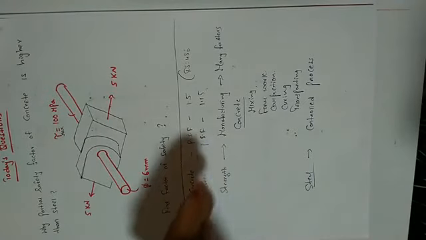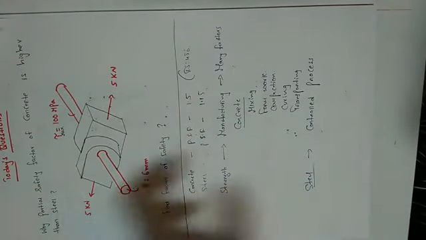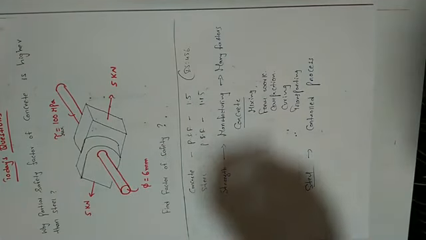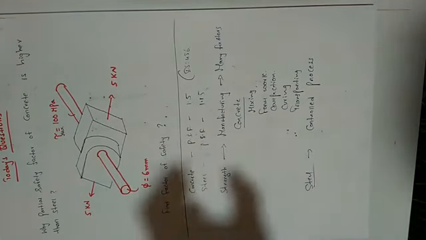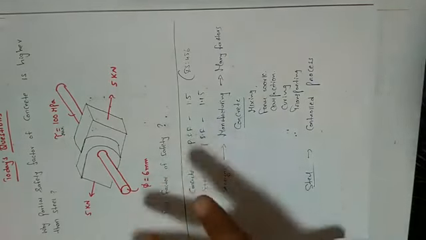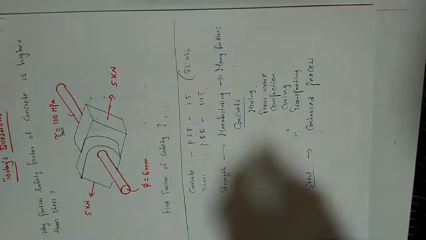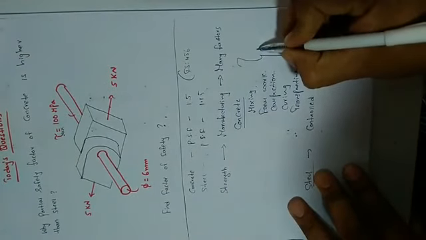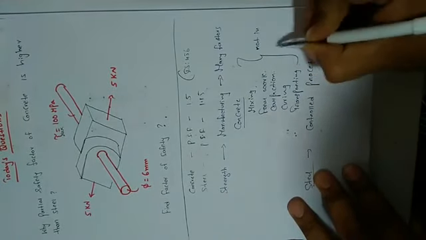But coming to concrete, there are different factors involved in manufacturing. So that's the reason why concrete manufacturing is not under controlled conditions, and steel manufacturing is under controlled conditions.